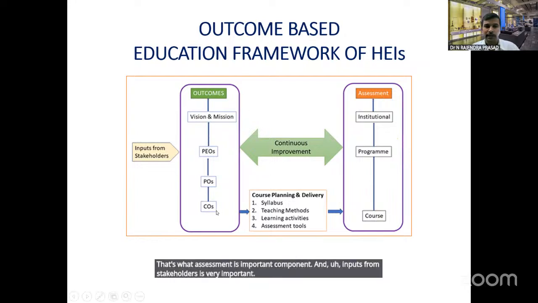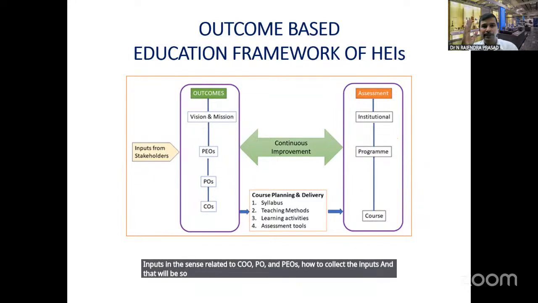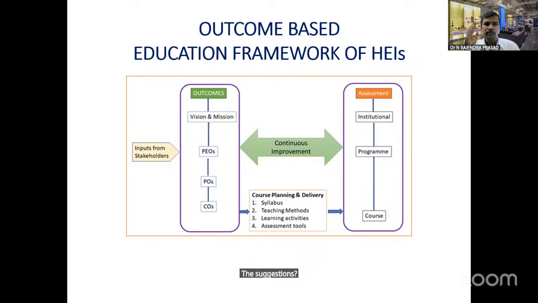Inputs, in the sense related to CO, PO, and PSOs, you have to collect the inputs, and that will be solely from the indirect assessment, the indirect survey. The suggestions given by the alumni, suggestions given by the peer teachers, suggestions given by the passed out students, suggestions given by their parents will be very, very significant. You consider them for the better functioning, and therefore the outcome can be attained.